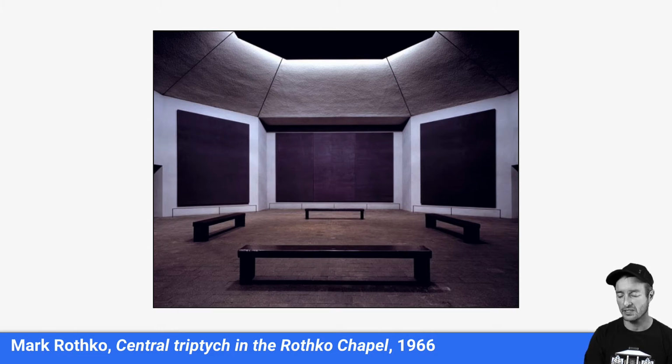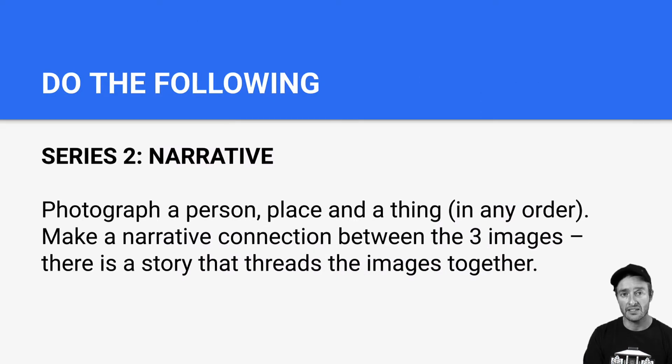That's your formal series. Moving on to your narrative, this is just person, place, or thing. This is a little bit more simple in terms of just creating a narrative, a story. Most traditionally, you have a narrative that would be a beginning, middle, and end. Obviously, you can experiment with that if you'd like. But again, person, place, and thing all need to be represented. And the thread or the tether that connects all three of those images has to be a story of some sort.